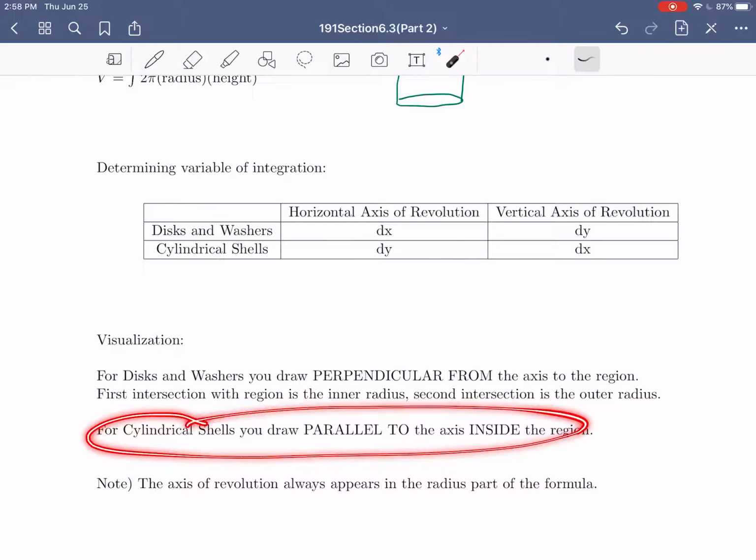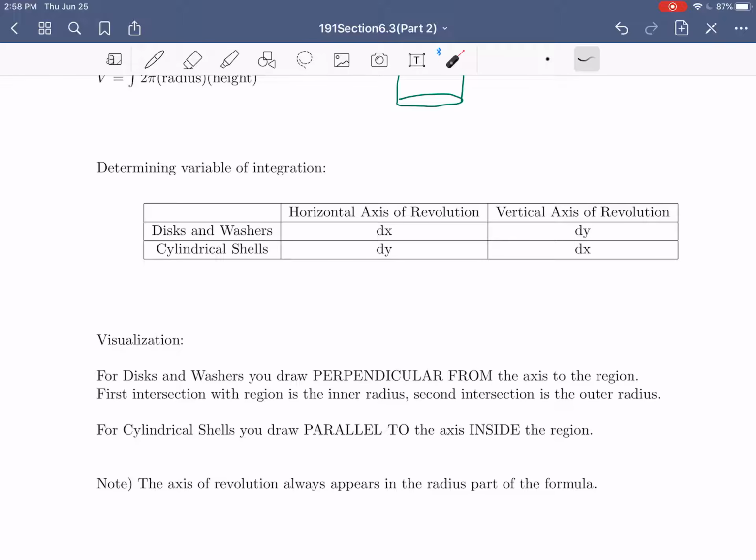For cylindrical shells, the drawing is a bit different. For cylindrical shells, what you want to do is draw parallel to the axis inside the region. So instead of drawing from the axis and going out to the region, for cylindrical shells, you draw parallel to your axis and you draw your lines inside the region to begin with. And as we start to do examples, we'll see why these two visual tricks basically show us how we always get discs, washers or cylindrical shells.